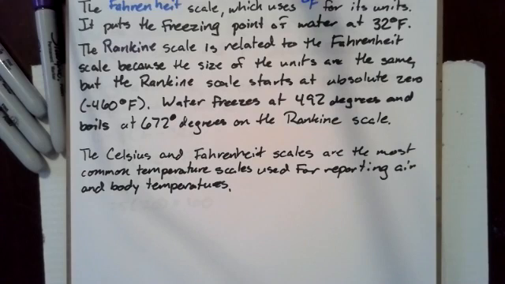The Fahrenheit scale, which uses degrees Fahrenheit for its units, puts the freezing point of water at 32 degrees Fahrenheit. The Rankine scale is related to the Fahrenheit scale because the size of the units are the same, but the Rankine scale starts at absolute zero, or negative 460 degrees Fahrenheit. Water freezes at 492 degrees and boils at 672 degrees on the Rankine scale. The Celsius and Fahrenheit scales are the most common temperature scales for reporting air and body temperatures.